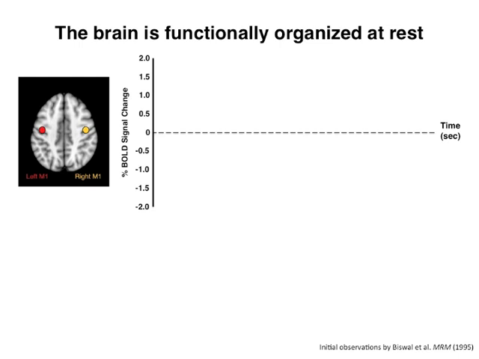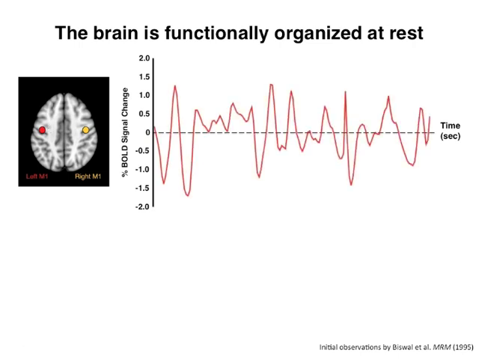And just to give you an example of this observation, you could take a region of interest. In this case, I'm going to use a region in the primary motor cortex. And you could plot its BOLD signal over time for an individual while at rest. So as you might expect, this signal kind of rises and falls over time. But given that there's no presentation of a stimulus or a task, there's no obvious systematic change in the signal.